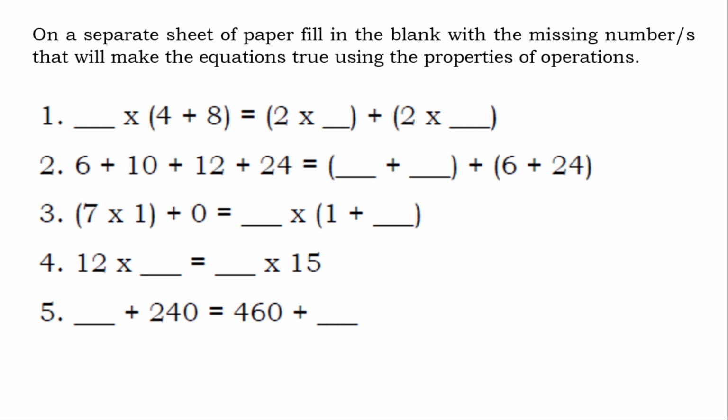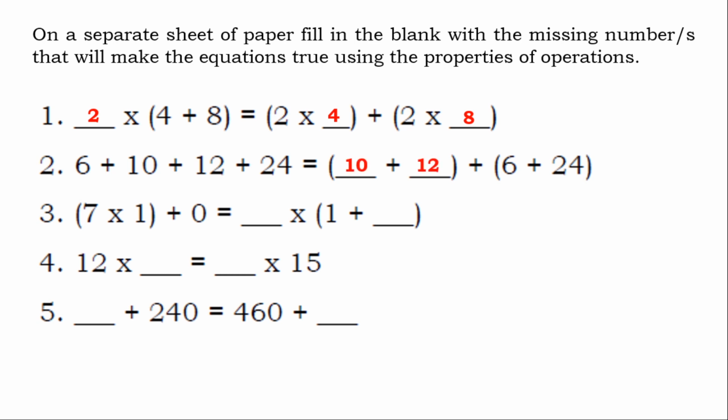Okay guys, time's up. Let us check your answer. Number 1, blank times 4 plus 8 equals 2 times blank plus 2 times blank. So what is the missing number on this first equation? Correct. The missing numbers are 2, 4, and 8. Number 2, 6 plus 10 plus 12 plus 24 equals blank plus 6 plus 24. So what is the missing number? The missing numbers are 10 and 12.